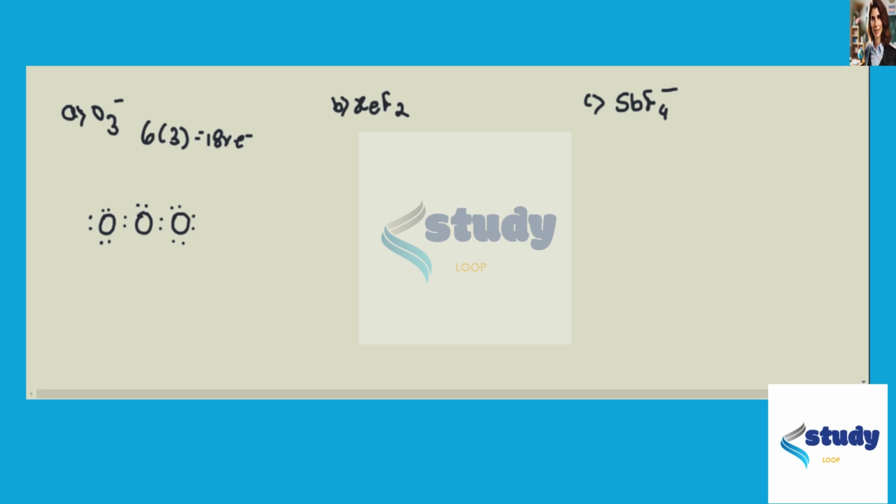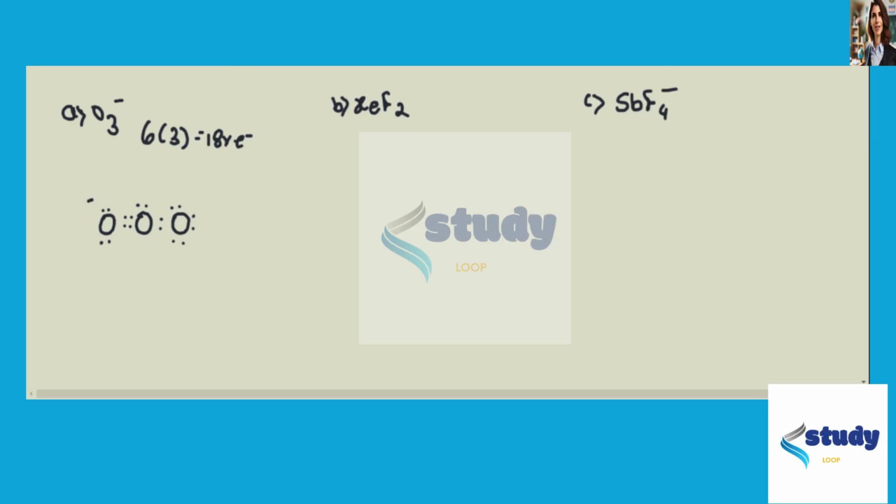So if we have an octet over here, 8 over here, those have octets, but in the center this oxygen has only 6. We need 2 more valence electrons. What we can do is take 2 from the outside and share them. When we do that, we form a double bond. So we have fulfilled the octet rule of each of the oxygen.